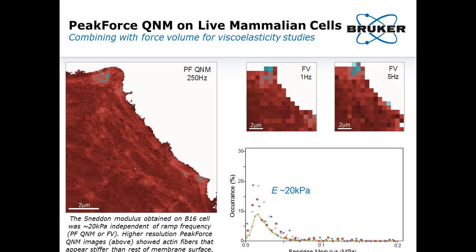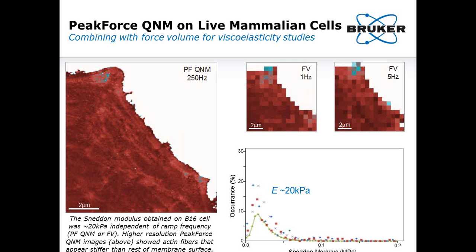Also shown is a plot of the measured modulus values taken from all the images, which shows that for all acquisition frequencies, the peak modulus value is about 20 kilopascal. The lack of variation in modulus values indicates that there's very little viscoelasticity or any other time-dependent deformation mechanism that's active in this range of frequency between 1 and 250 Hz.